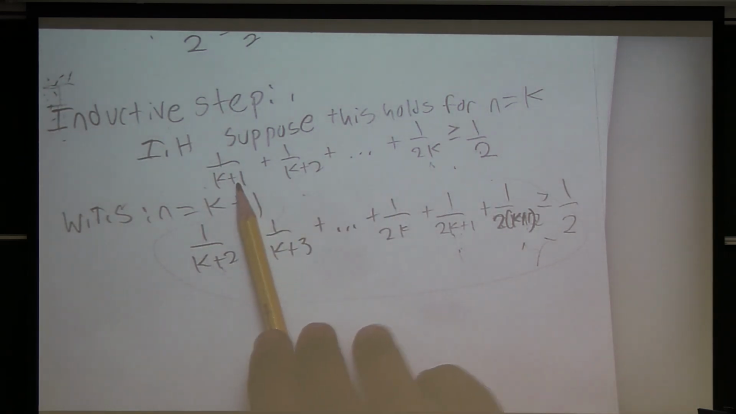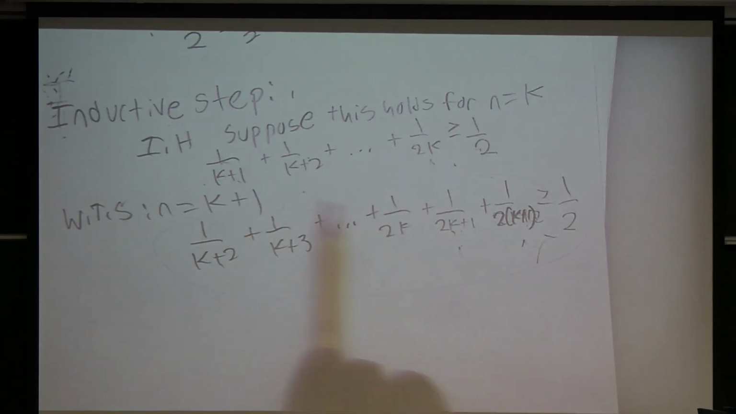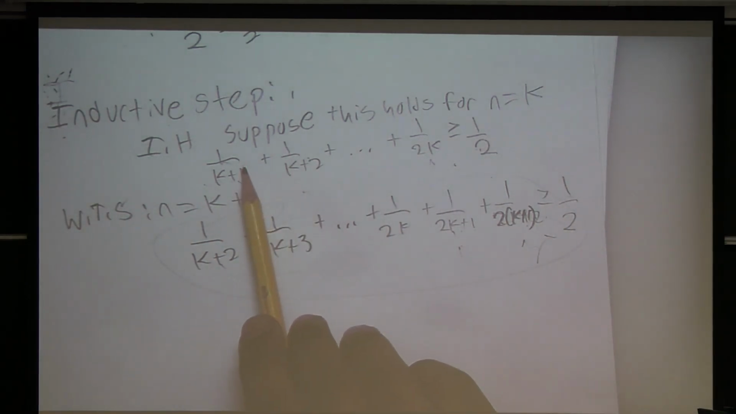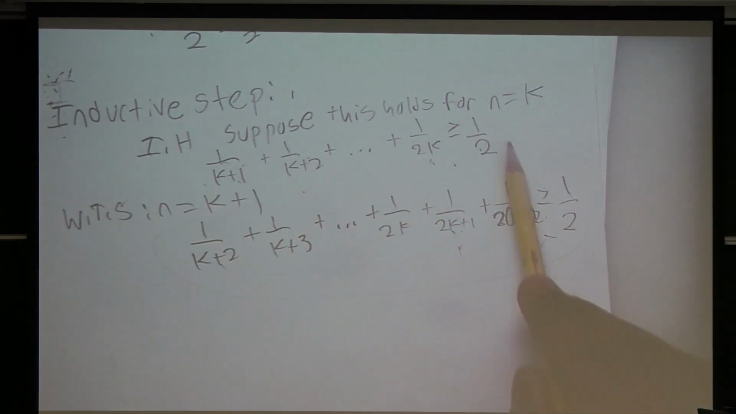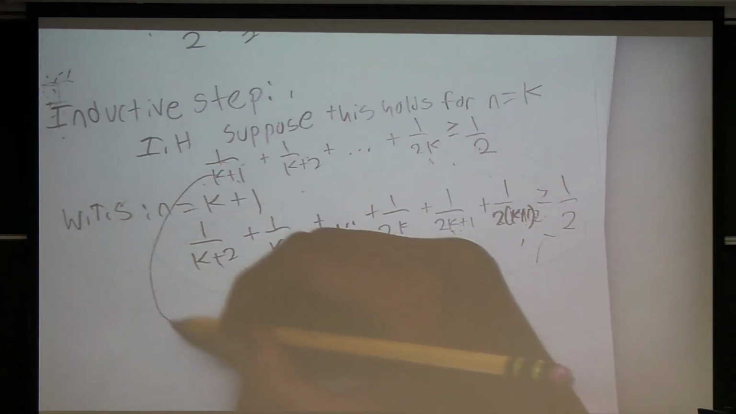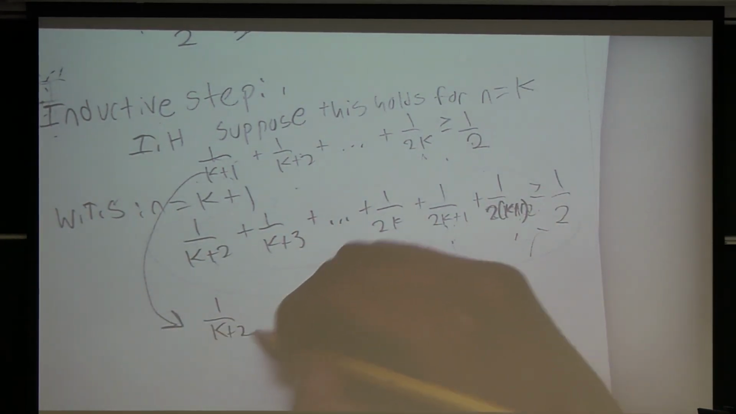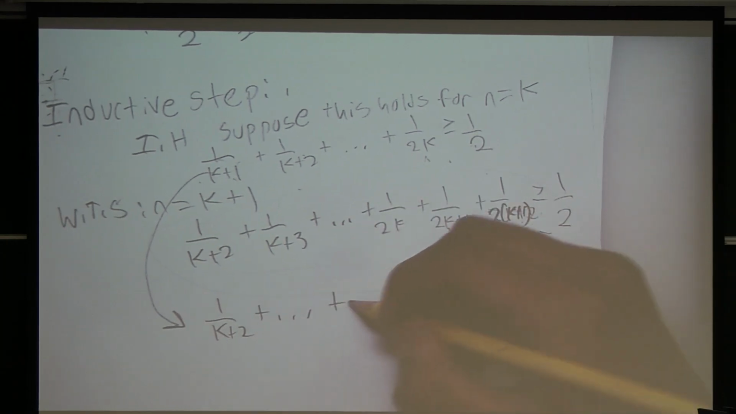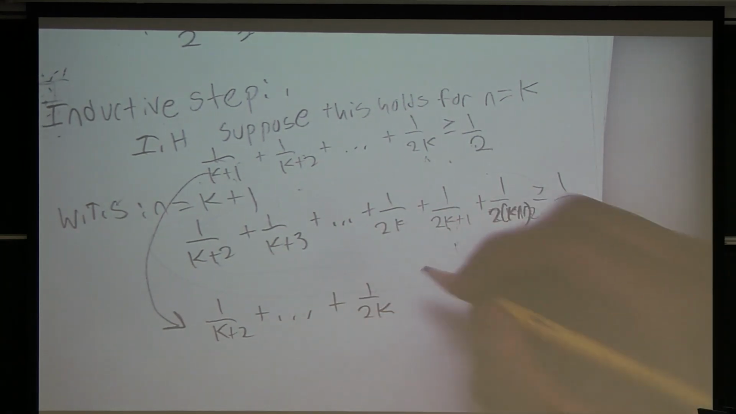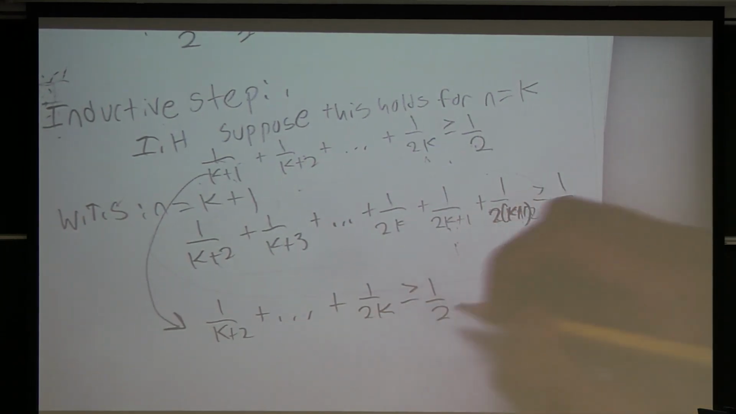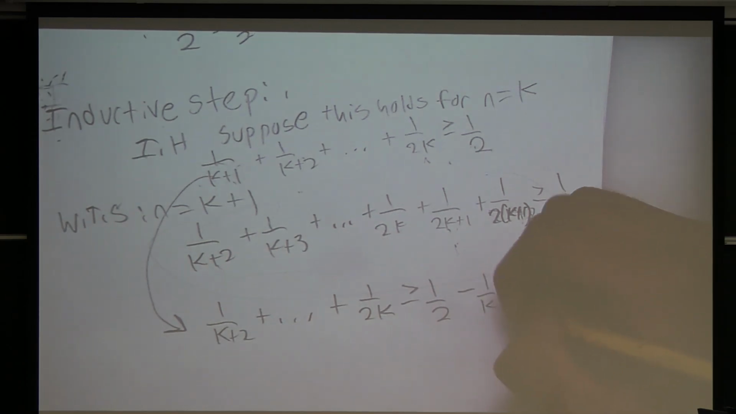So we want this inequality to be the same form as this. So let's get rid of 1 minus k plus 1 here. So let's bring this here. We would have 1 over k plus 2 plus dot dot dot plus 1 over 2k is greater than or equal to 1/2 minus 1 over k plus 1.